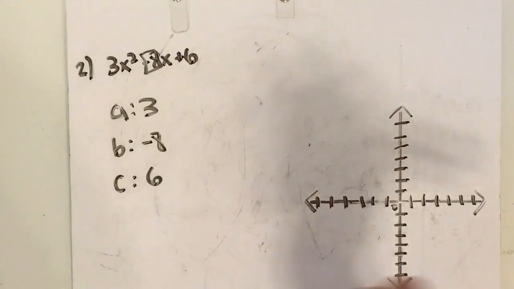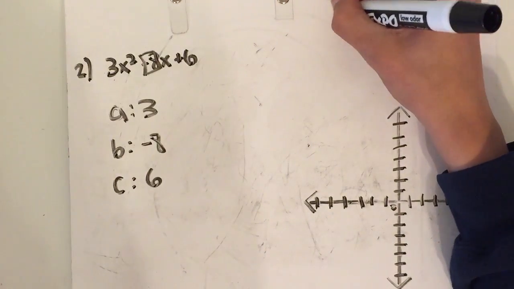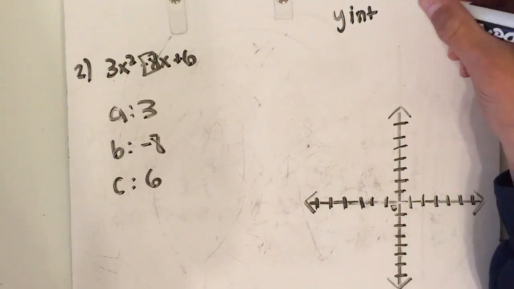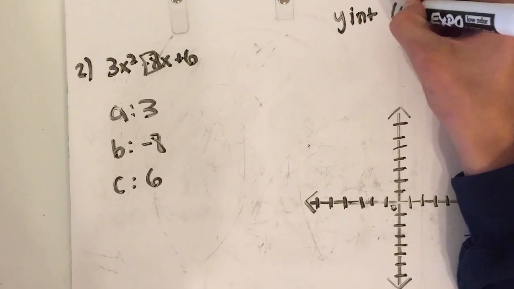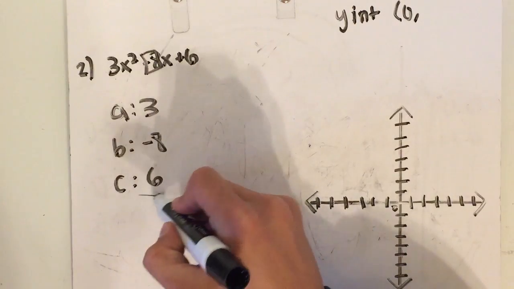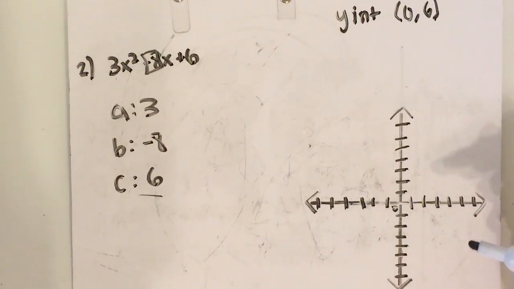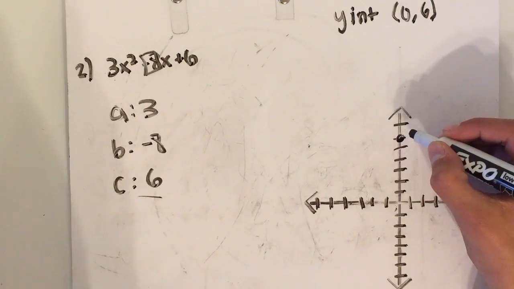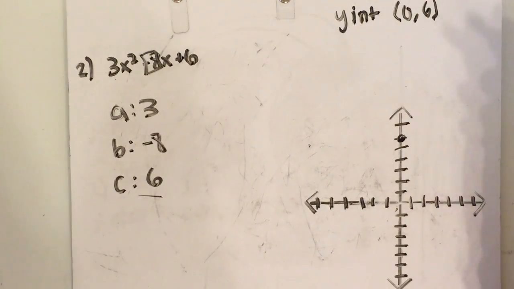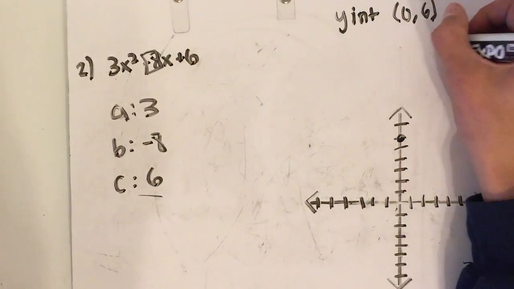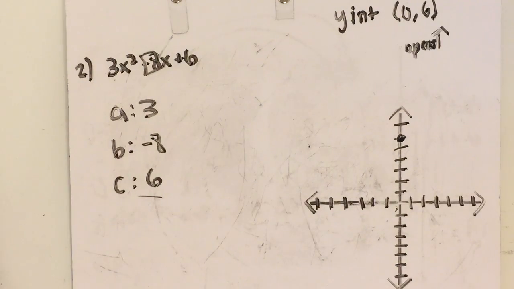And the y-intercept. So the y-intercept is 0, and then whatever our c is, and our c is 6. So the y-intercept is 0, 6. So we'll go ahead and plot that on the graph now. And then the lead term coefficient is positive, so we know it opens up. And so let's go ahead and try and find the AOS.